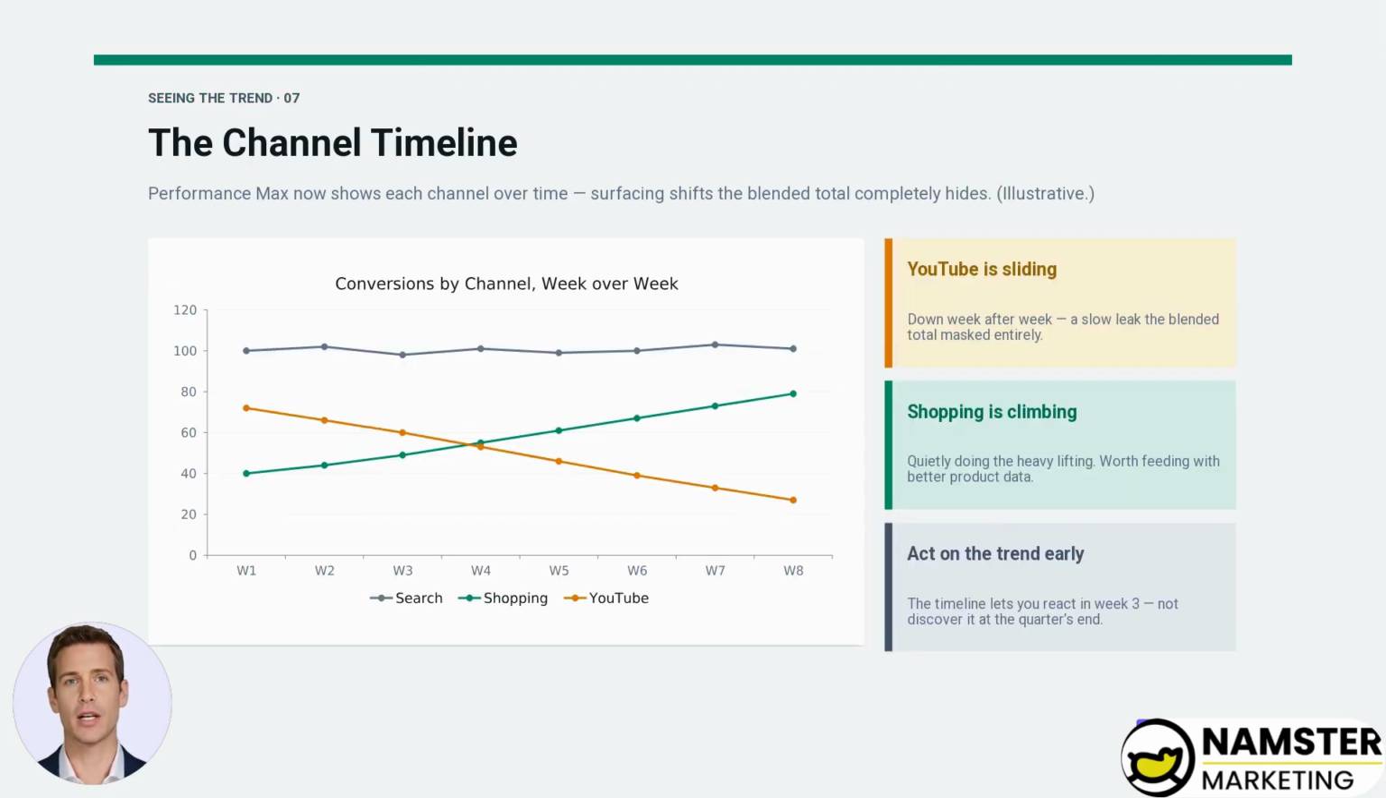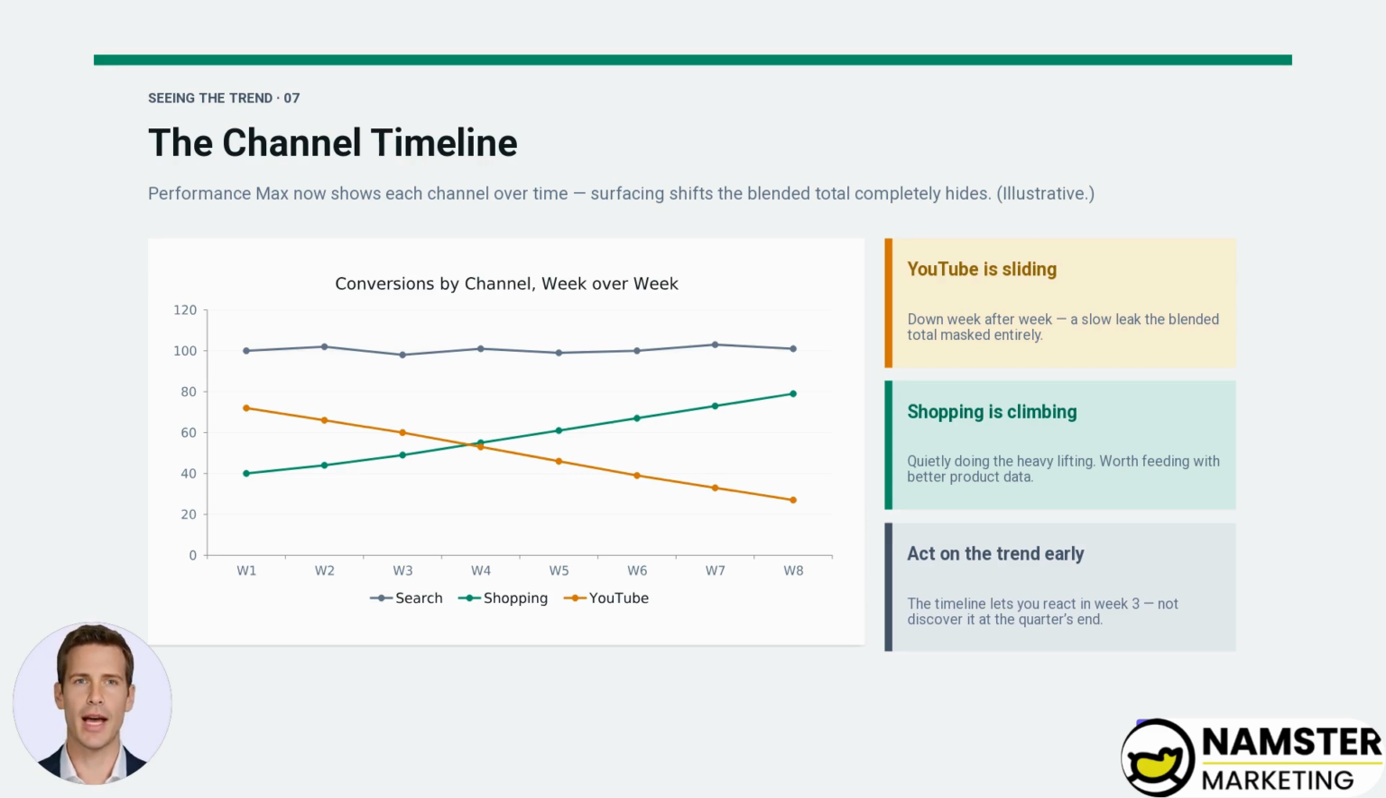Next, we have the channel timeline. This tool surfaces shifts that the blended total completely hides. Look at the illustrative chart here. While the total conversions might look stable, the underlying data shows a different story. YouTube performance is sliding week after week, a slow leak that would be invisible in a standard report. Meanwhile, shopping is climbing, quietly doing the heavy lifting for the campaign. This insight tells us it is worth feeding the shopping channel with better product data.